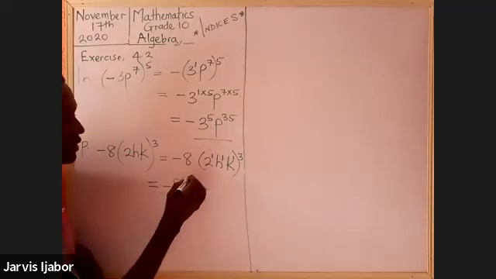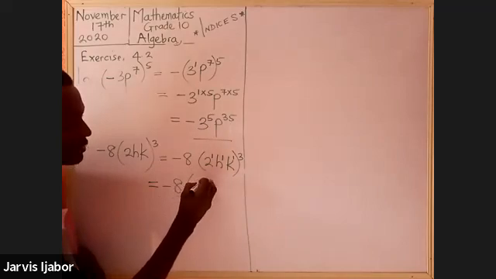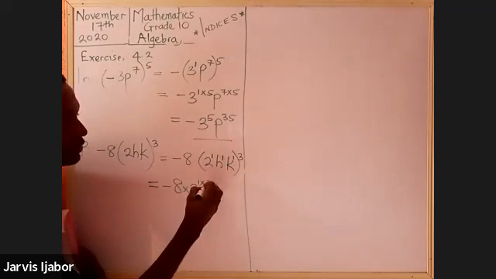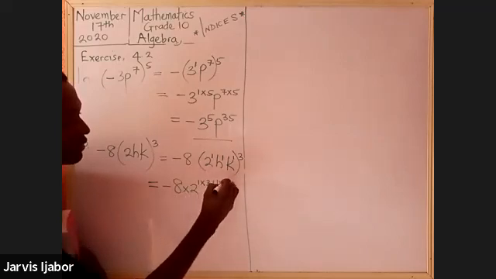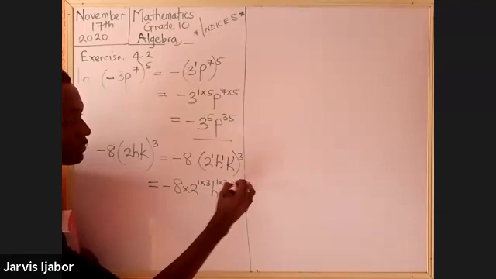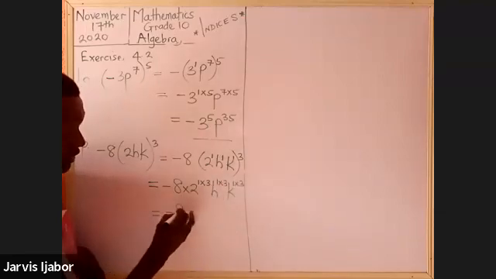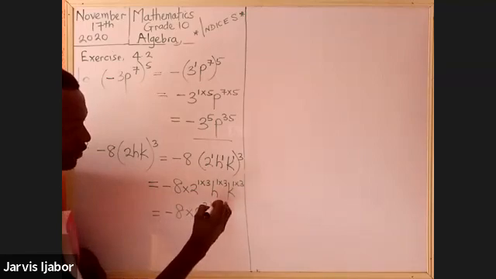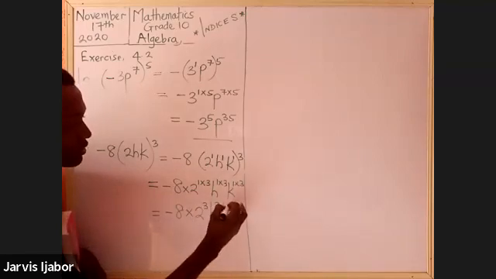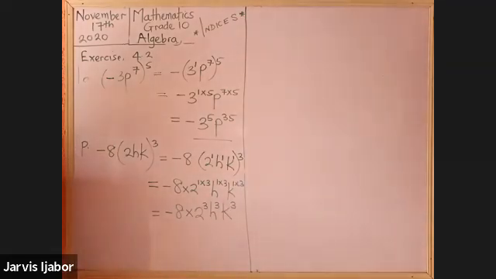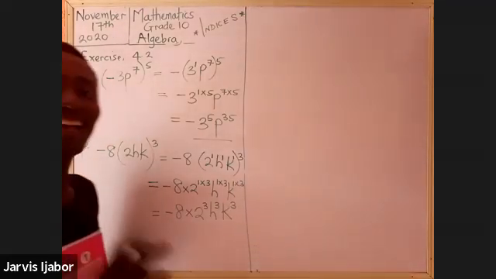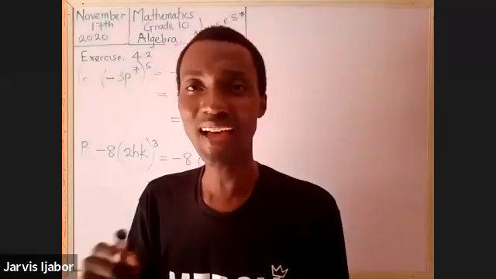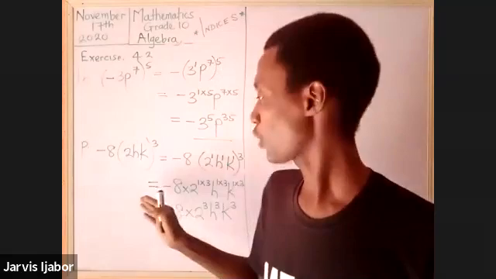Please watch, 2 raised to the power of 1 times 3, h raised to the power of 1 times 3, k raised to the power of 1 times 3. This will give you negative 8 times 2 raised to the power of what? 3, h raised to the power of 3, and k raised to the power of what? 3. Now, some persons might say that is the answer, but that is where the new important idea in this topic comes to bear.